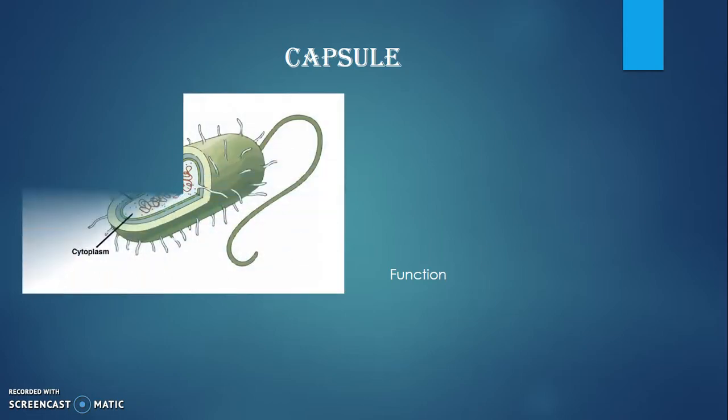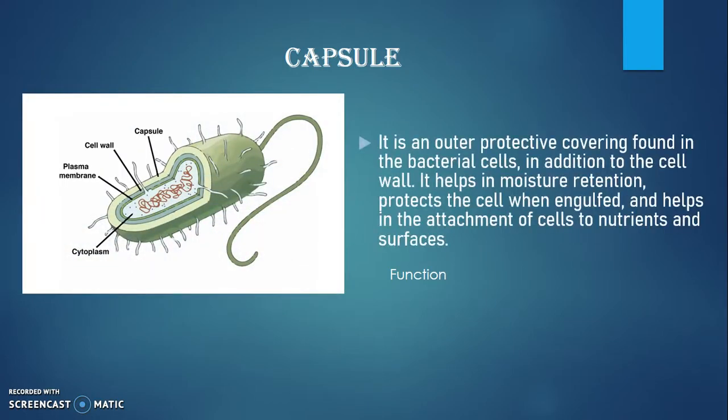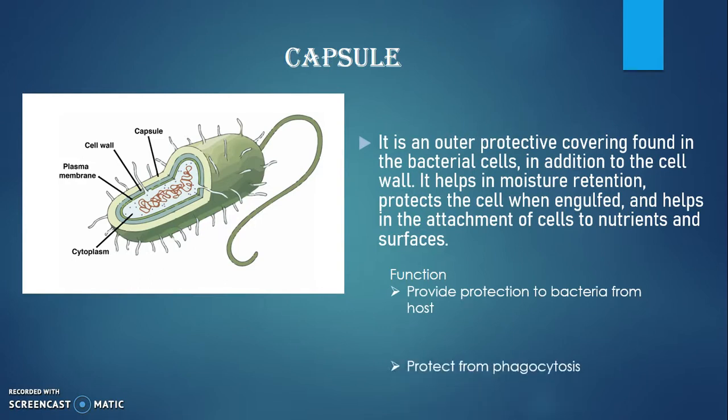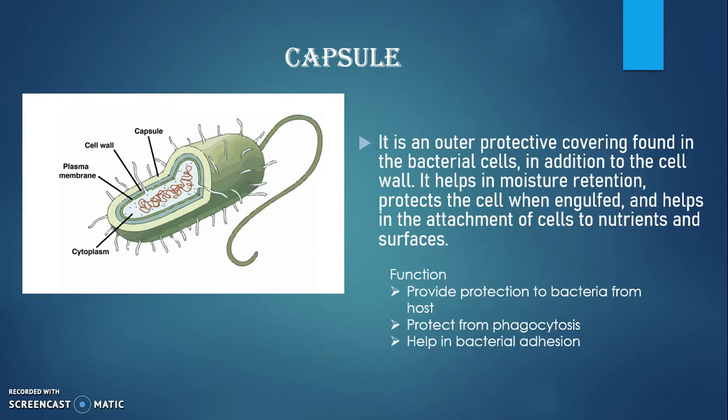The capsule is the first part. It's an outer protective covering found in the bacterial cell in addition to the cell wall. It helps in moisture retention, protects the cell, and helps the attachment of the cell to nutrients and surfaces. The function is to provide protection to bacteria from hosts and to help in bacterial adhesion.